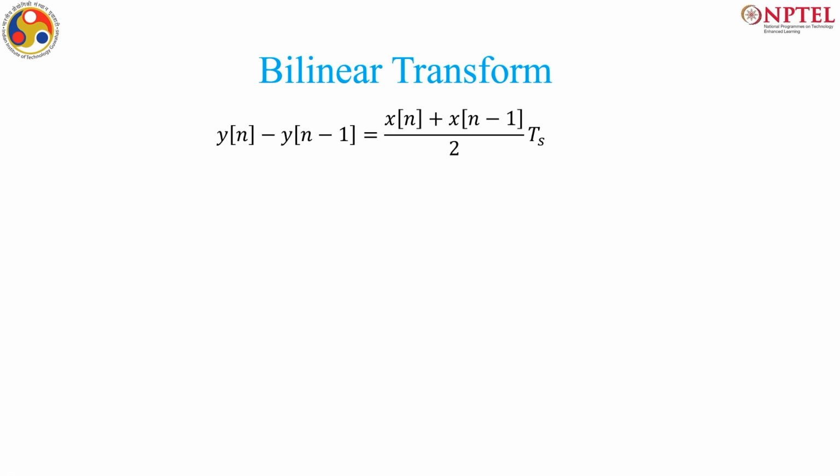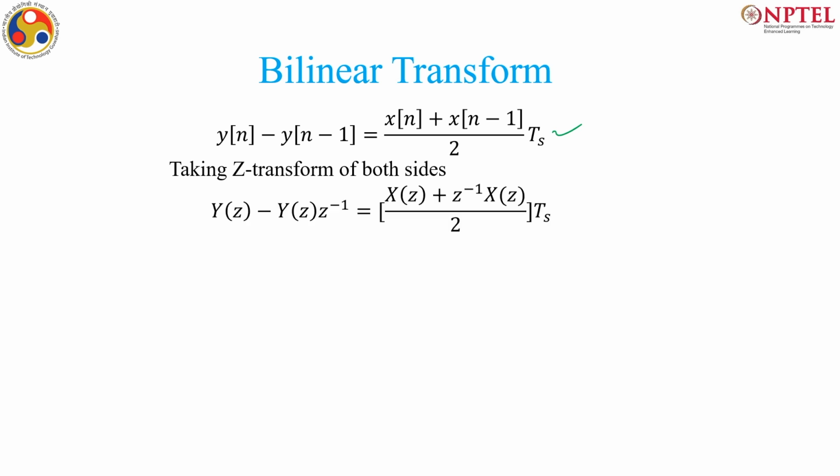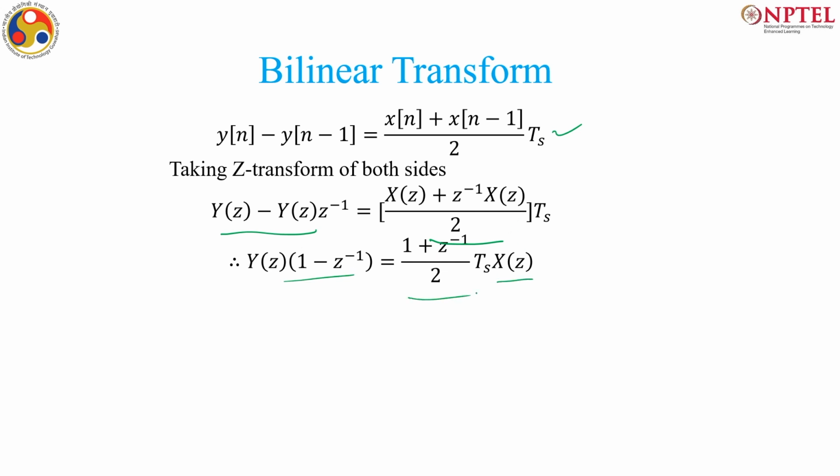So, now this is what we got in the previous stage. If we take the Z transform of both sides, this is what we get from this, and here this is what we get. And now doing simplification, taking Y of z common with 1 minus z inverse, and taking X of z common, this is what we get. And if we rearrange, we get 2 by Ts, 1 minus z inverse over 1 plus z inverse.